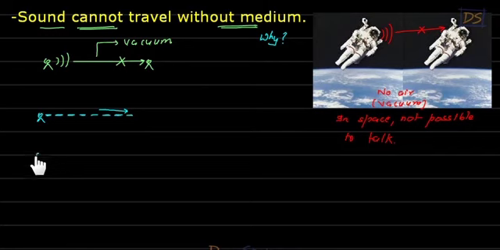But if there is no medium, students, then obviously you can understand there is nothing here, so nothing is there to vibrate. There is nothing which can vibrate here, students, right? So it is not possible for sound to propagate.